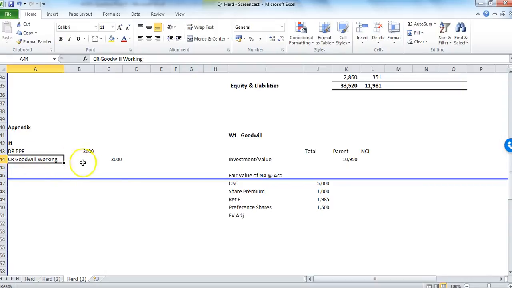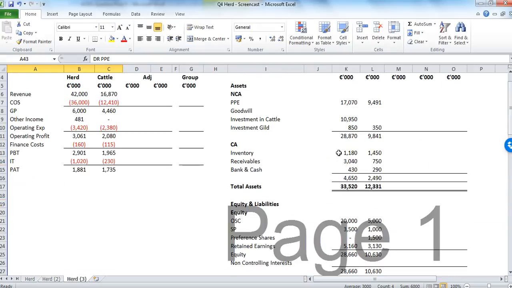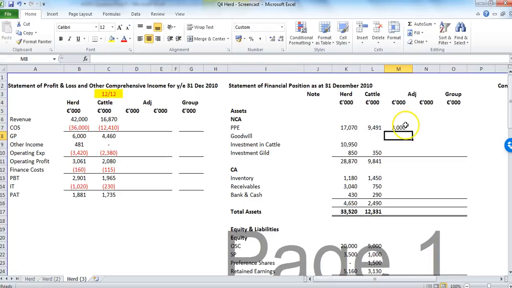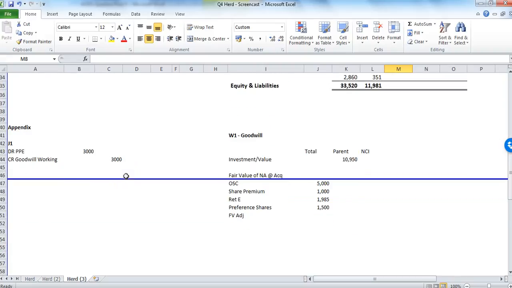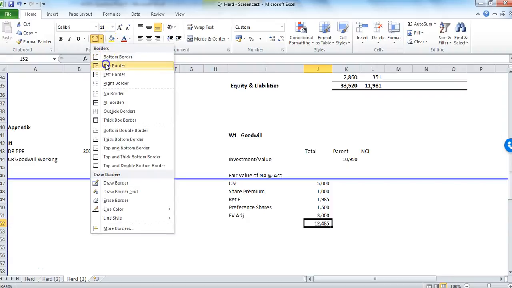And the benefit of having the structure set up is, instead of leaving it till the end, we can now put the adjustment in, 3 million into PPE, so we won't forget it. So that's the journal adjustment, and I just slot it into the adjustment column. And we're going to credit goodwill working, so that's going to be 3 million of a fair value adjustment. So the total net assets at acquisition are 12,485.